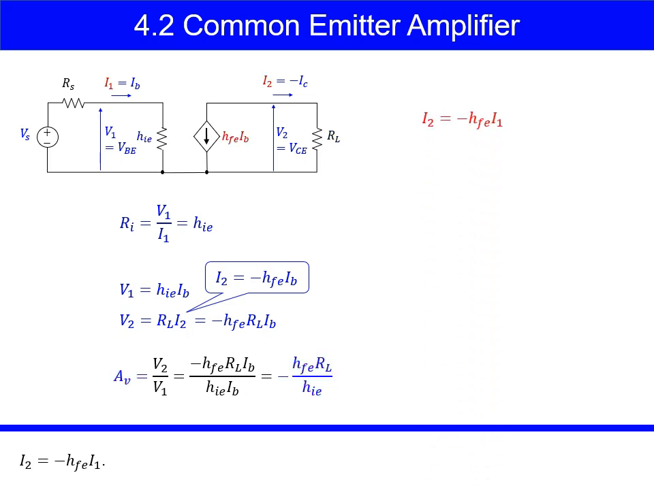I2 equals negative HFE I1. Thus the current gain AI equals negative HFE.